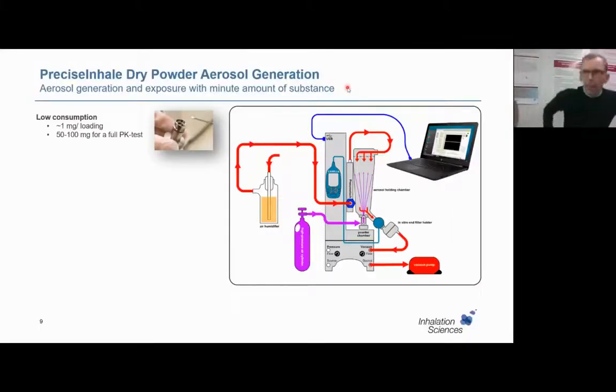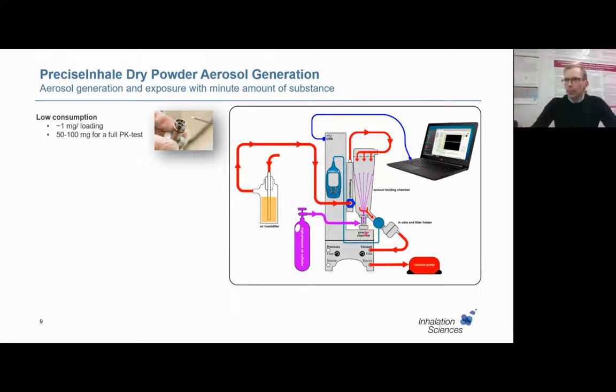So we're going to describe how we work with PreciseInhale and how we generate the aerosol. What you see now is a schematic overview of the PreciseInhale for dry powder aerosol generation. Sorry, you see the system from the side here. We normally start by loading our powder chamber, about 1 milligram per loading. Then we take this powder chamber, put it in place on the instrument, seal it in place, and then we want to aerosolize it.